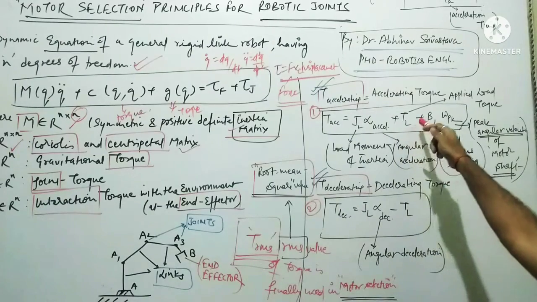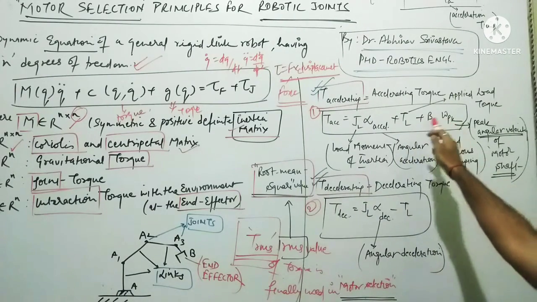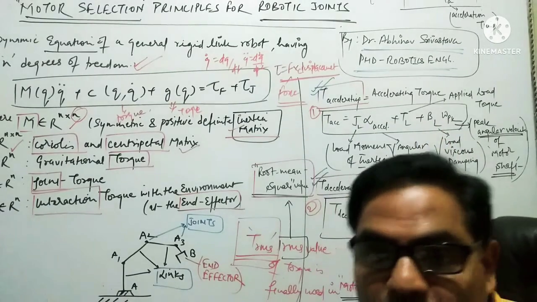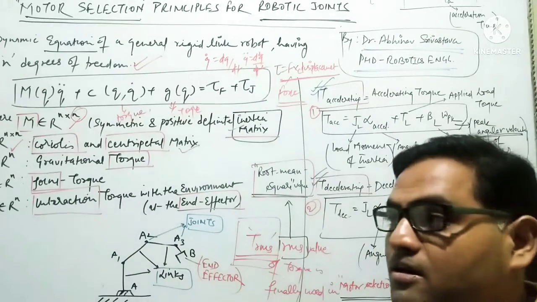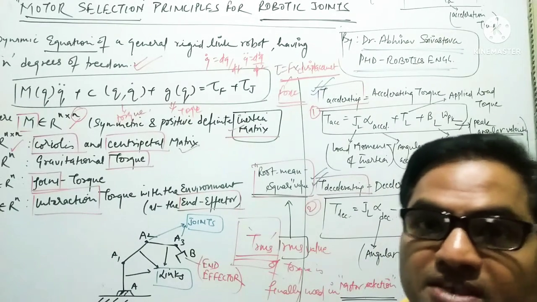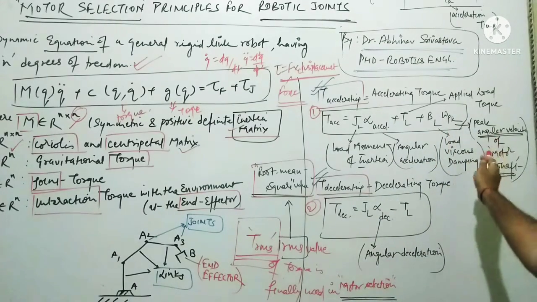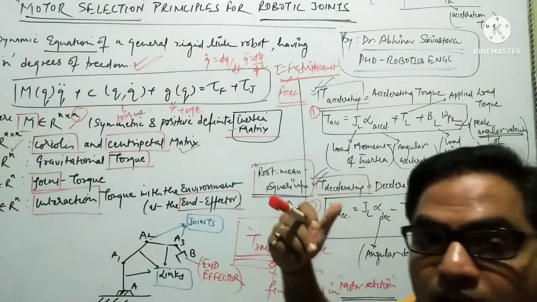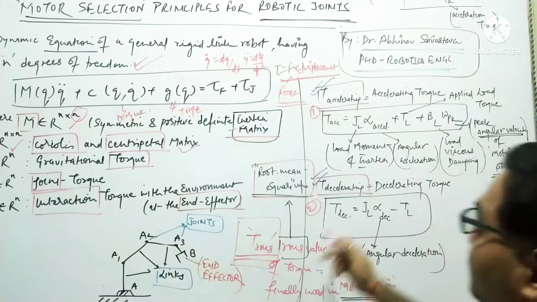Then TL is the applied load torque. Then BL omega pk: BL is the load viscous damping. We are sure that these kinds of viscous damping concepts were discussed in the previous lectures. Then omega pk is the peak angular velocity of the motor shaft. BL is the load viscous damping, the opposing torque that is proportional to the velocity.